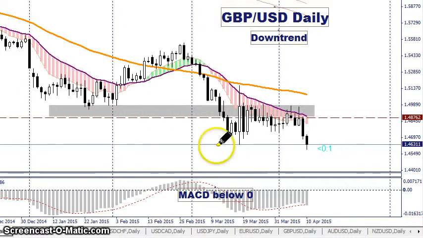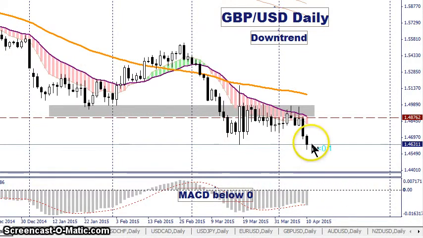So I'm just going to show you this area right here. Will price go lower? I believe it probably will, and let me just take that off. The MACD is below the 0. This is the 0 level right here.